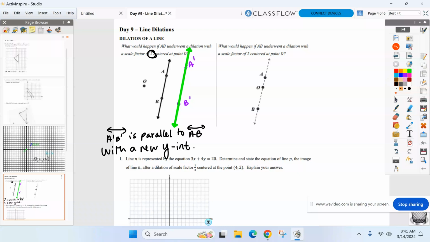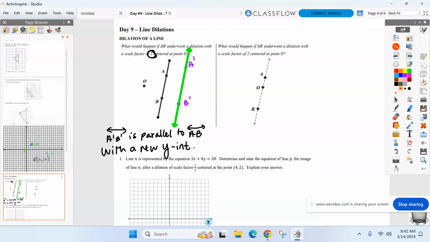All right, back to my original question here. Where's point O now? Will it make a difference if the center of dilation is on the line? Will I end up with another parallel line? Let's find out. Well, I still have a scale factor of 2.